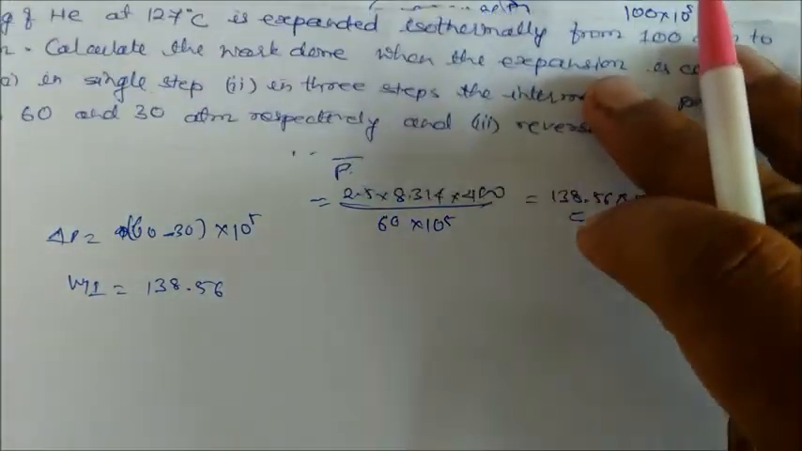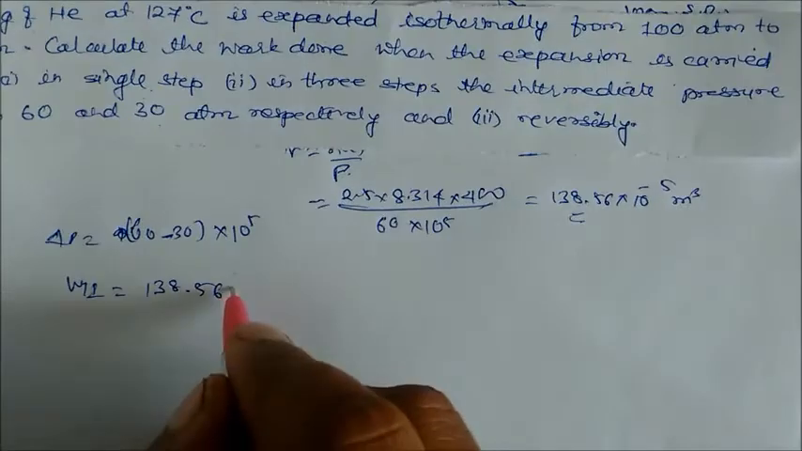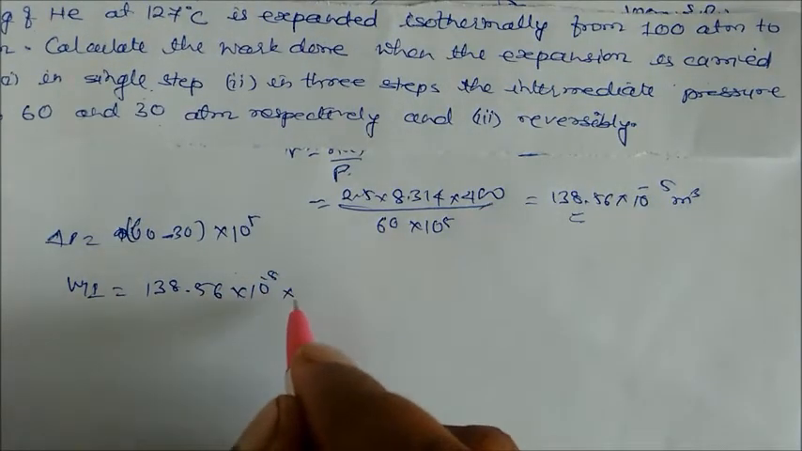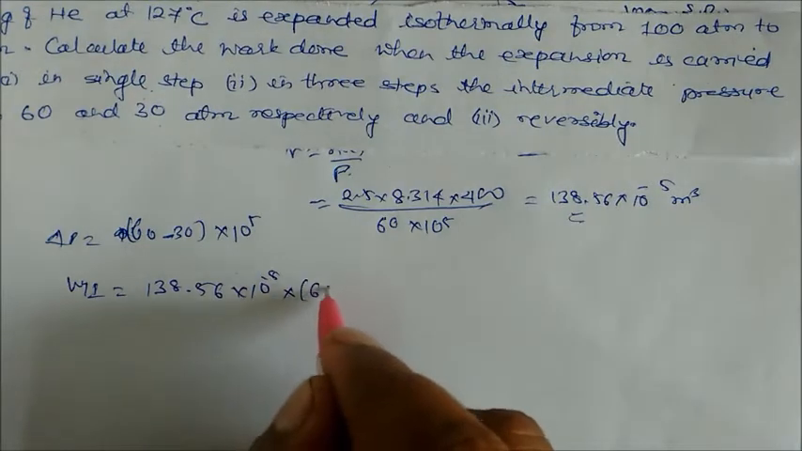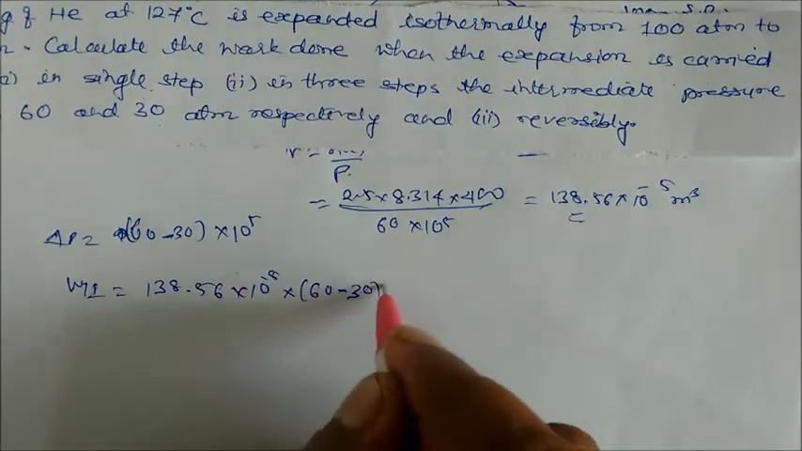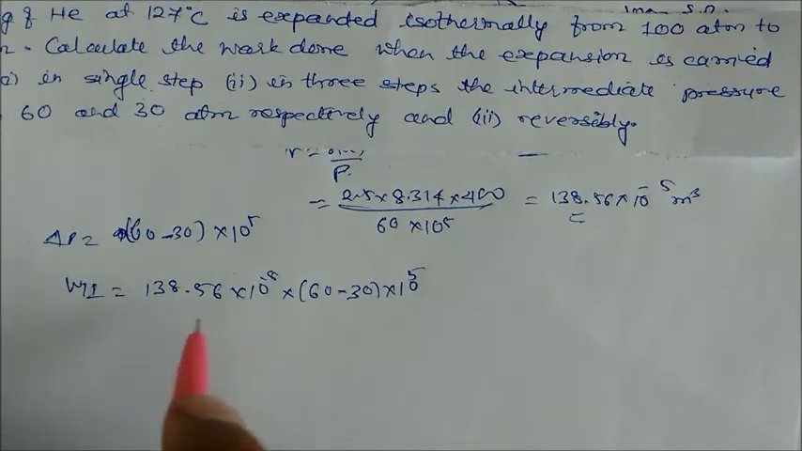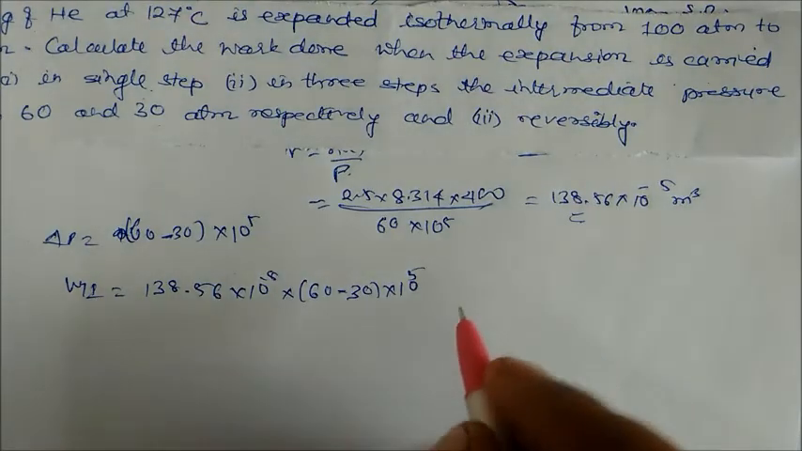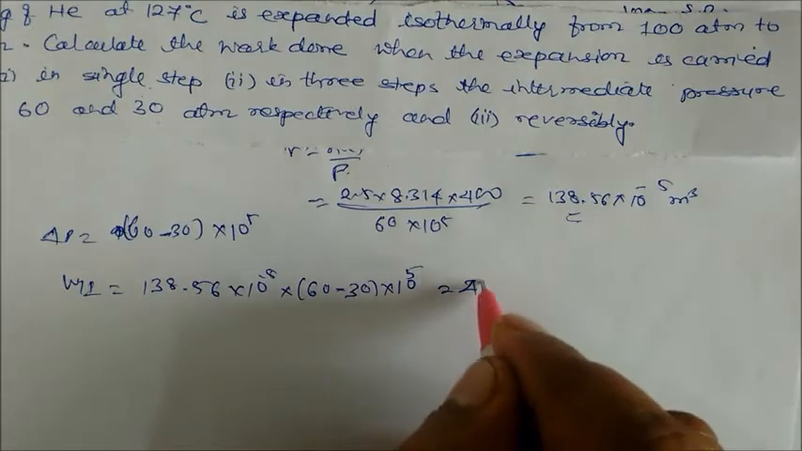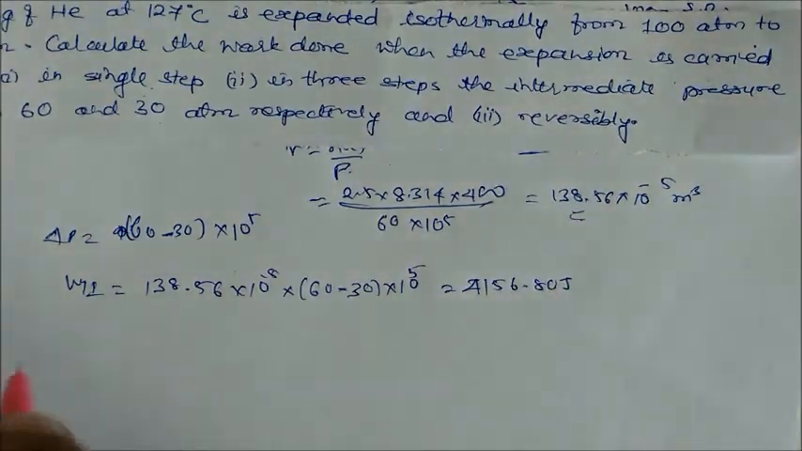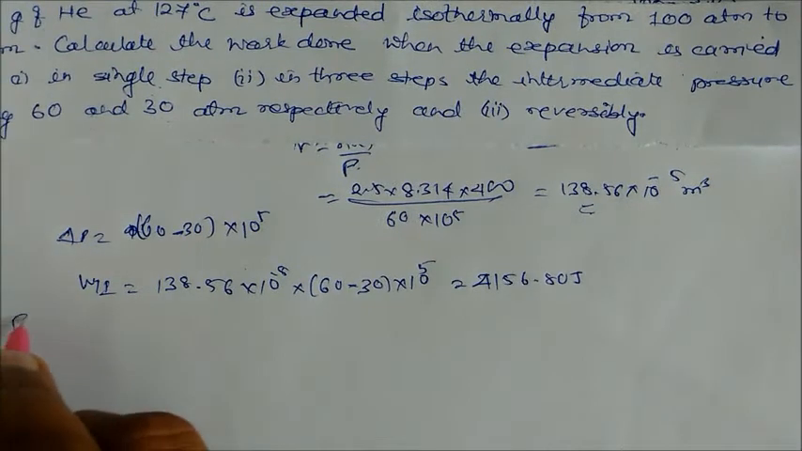So after this, multiplied by 10 to the power minus 5, this will be into 60 minus 30 into 10 to the power 5. So that is nothing but the pressure into the change in volume. So here we will get 4156.80 joule.